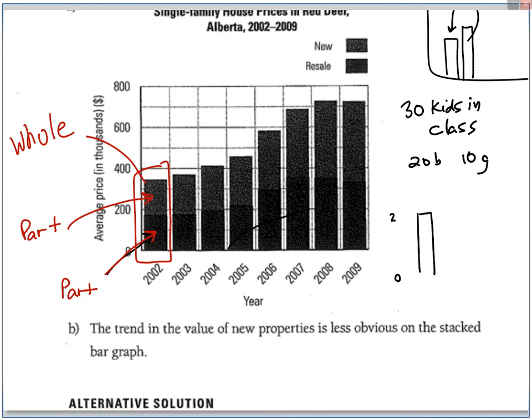0 to 20 would be boys, and then this would be girls. Okay? Because you'd go to 20 and then another 10. So altogether you have 30, but you can see the two parts, 20 and 10. Does that make sense? So bar graphs that are stacked represent parts to a whole.